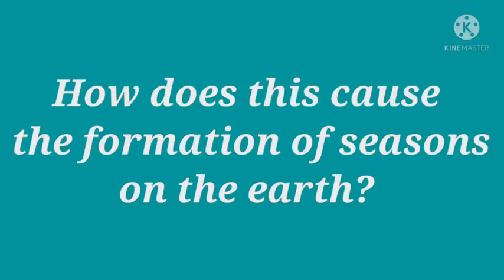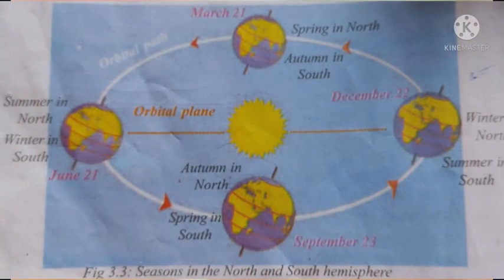How does this cause the formation of seasons on the earth? As the earth spins on its own axis and also moves around the sun, we get day and night. As the earth tilts towards the sun closely in the direction of west to east, we get summer season in the north side and winter season in the south side.